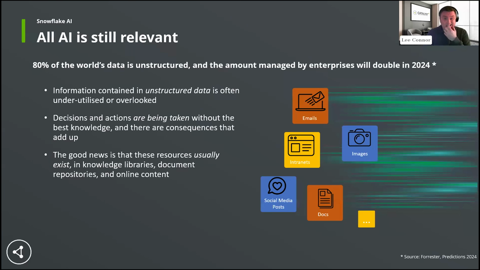And Forrester says that over 2024, the amount of unstructured data across the world is going to rise, in fact double. But 80% of that doubling of data is unstructured. So wouldn't it be great if you could pull this out?